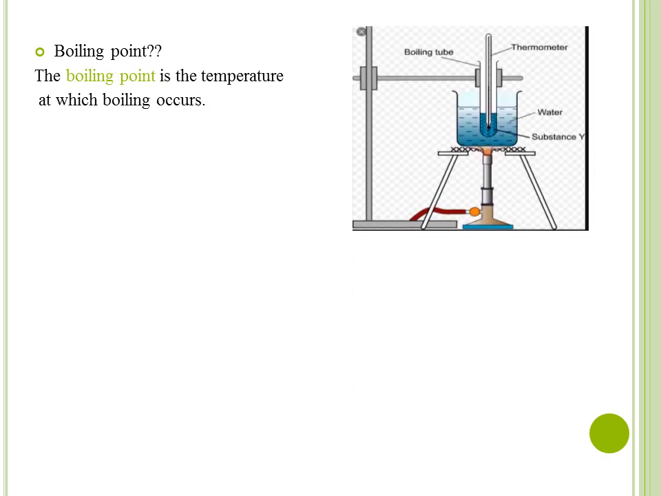What is the meaning of boiling point? The boiling point is the temperature at which boiling occurs. This means that when a liquid substance is heated, the temperature at which it begins to boil is called the boiling point. This temperature is measured using a thermometer, as you can see in this picture. Here is the thermometer, which is inserted into the substance, and we are heating this substance. When it begins to boil, we can measure the temperature, which is then known as a boiling point.